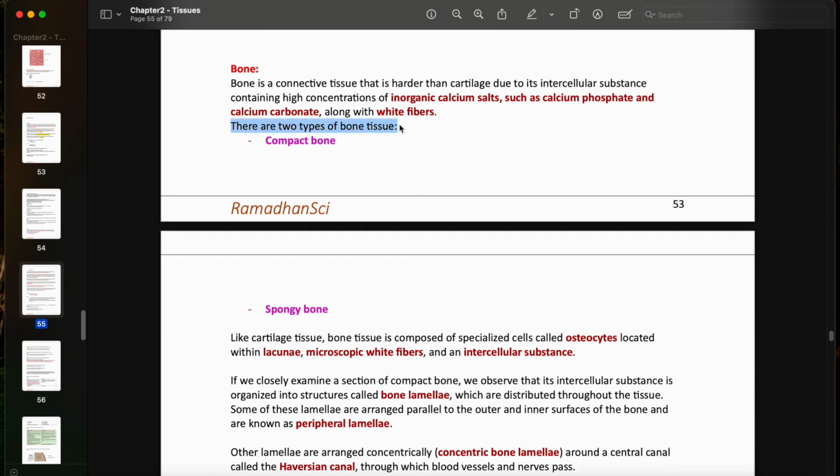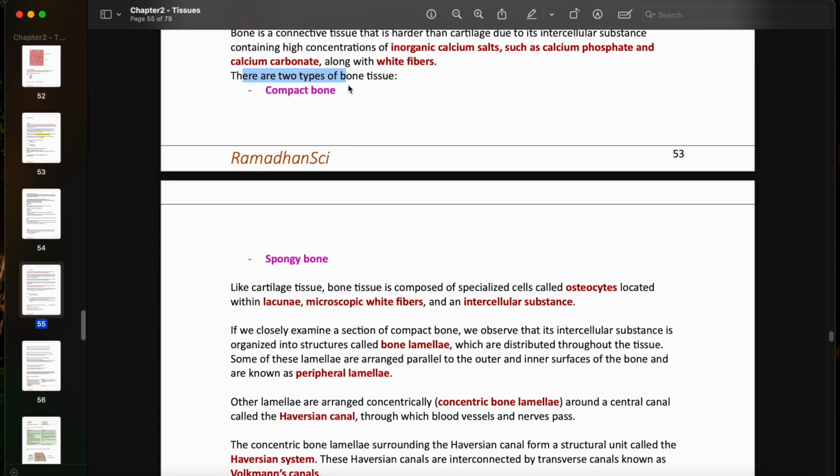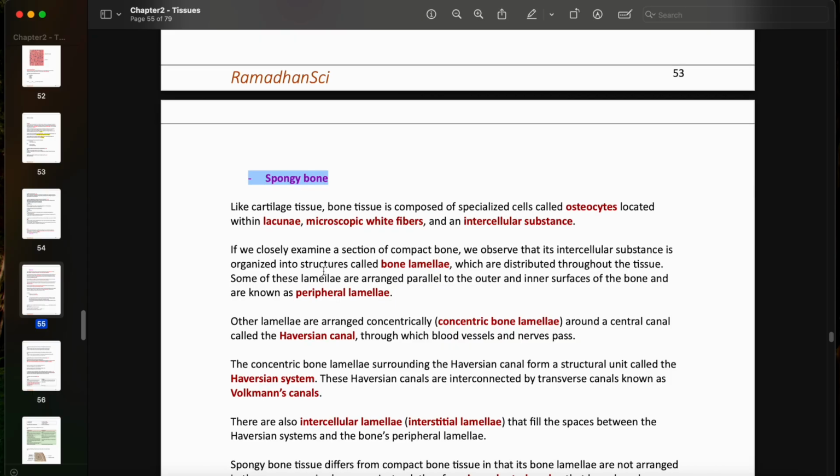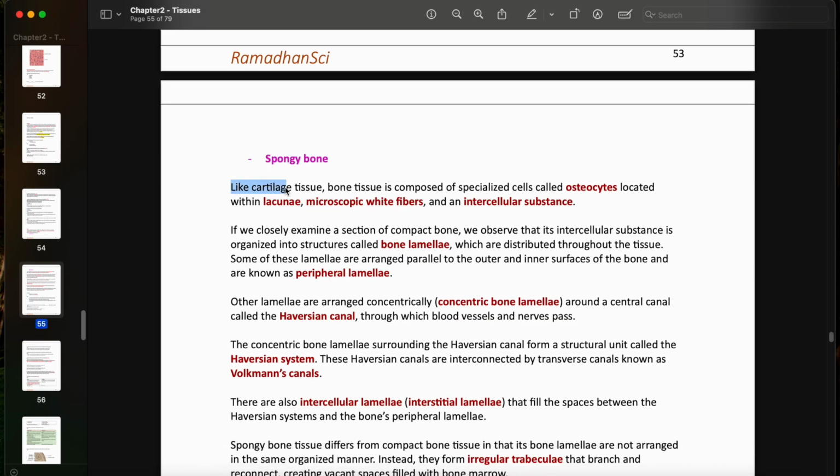So there are two types of bone tissue. We have compact bone and spongy bone. And like cartilage tissue, bone tissue is composed of specialized cells called osteocytes. So the osteocytes are the bone cells, similar to chondrocytes being the cartilage cells. And these osteocytes are also located within lacunae, similar to the chondrocytes.